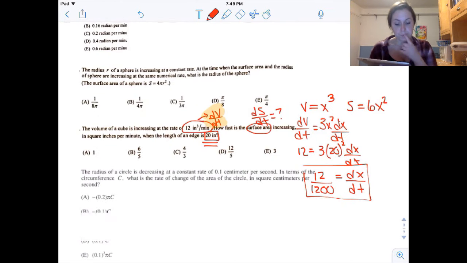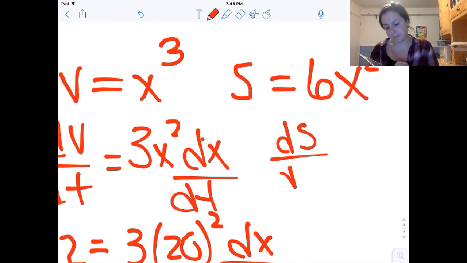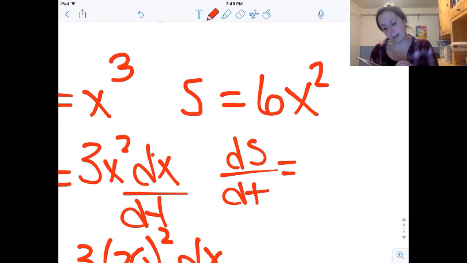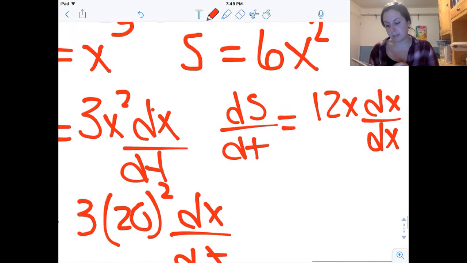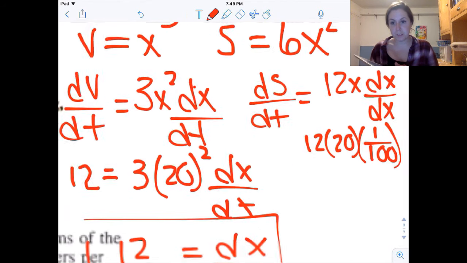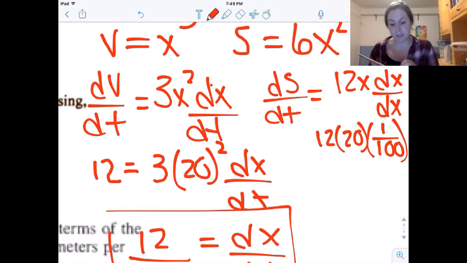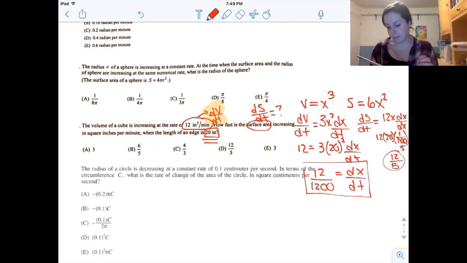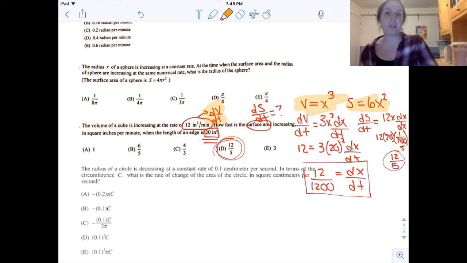Now, let's find the rate that my surface area is changing. So this is dS/dt equals 12x dx/dt. So let's see what that gives us. So I have 12. They told me x was 20. And before, I got dx/dt was 1 over 100, right? So let's simplify that. So 20 goes into 100 5 times. And so this should be 12 over 5. And that is answer choice D. So if you get one where it's not so direct, typically they're going to depend on the same variable. And you could solve for the rate one is changing to get the rate the other is changing.